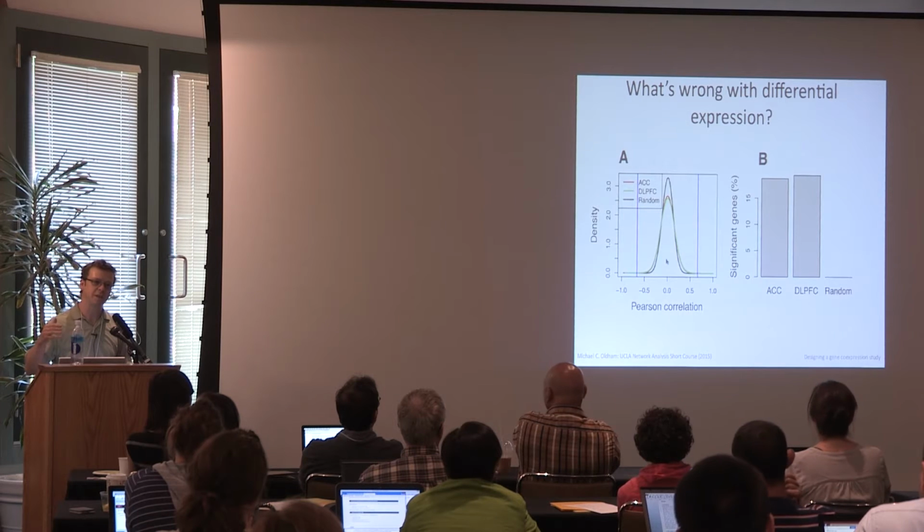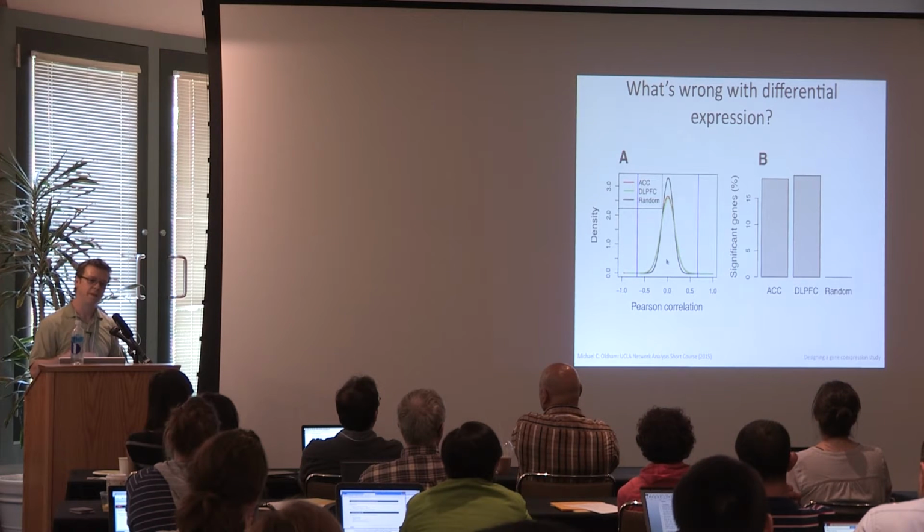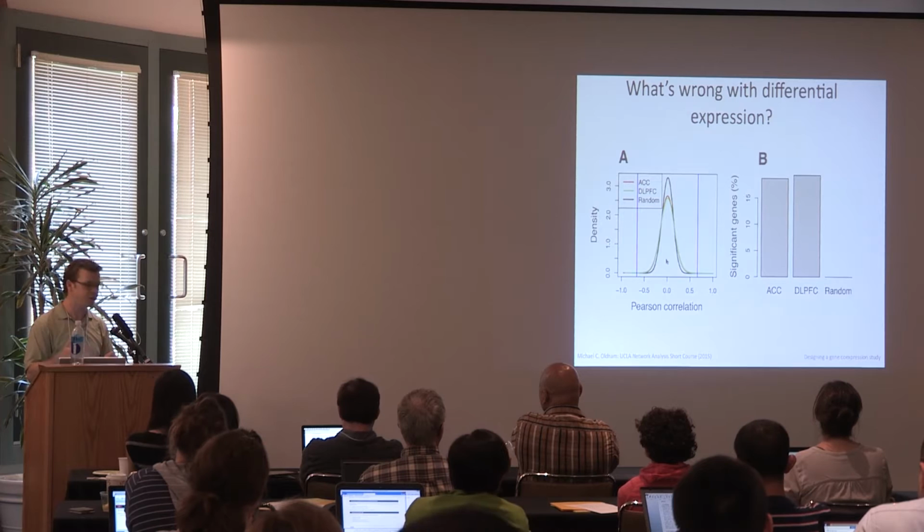And that excess is basically telling you that there are groups of genes that have correlations with each other that are higher than you would expect by chance.